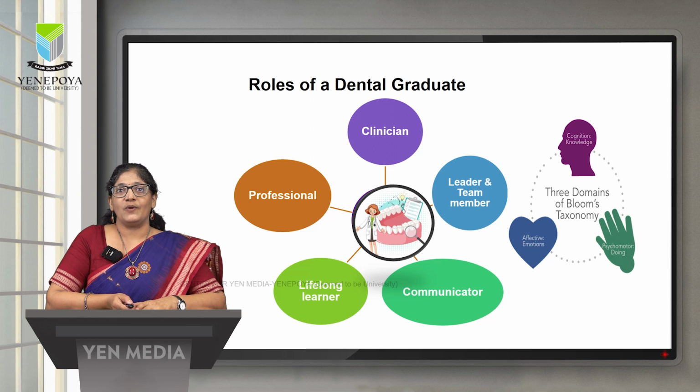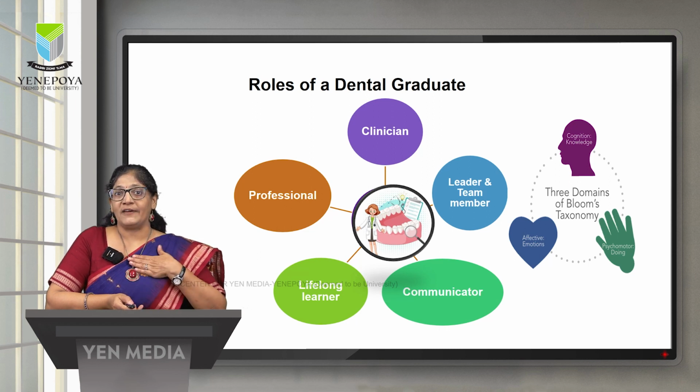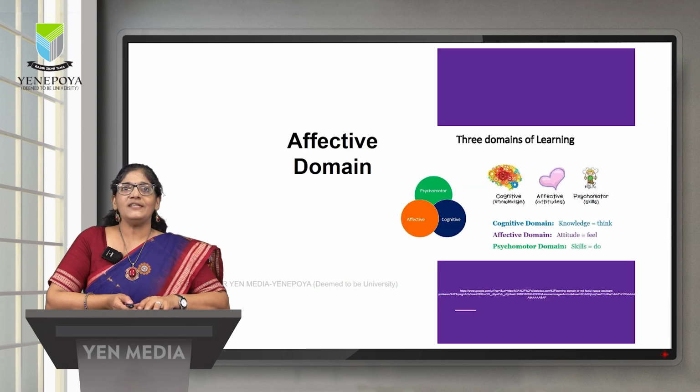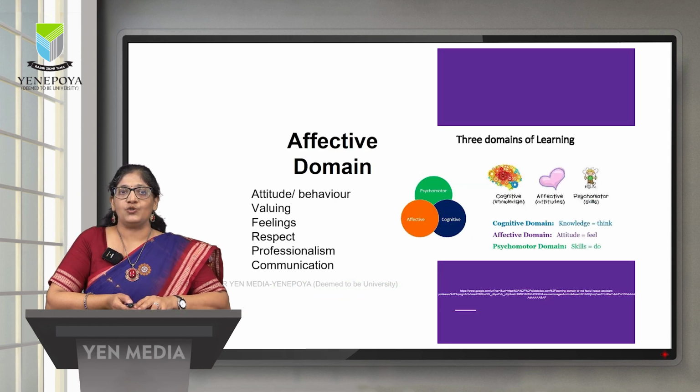There are three domains when we talk of this. It's cognitive, psychomotor, and affective domain, the heart. What is this affective domain which I am referring to? It refers to things such as attitude, values, feelings, respect, professionalism, and communication. Affective domain, it talks of lot of things.